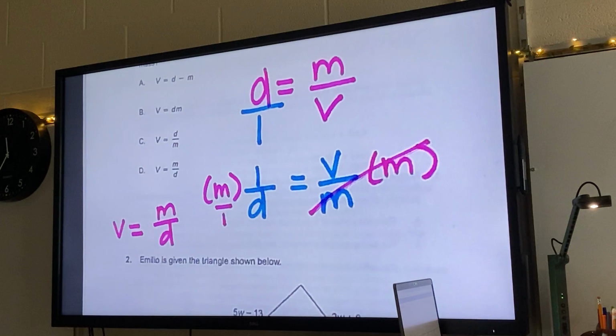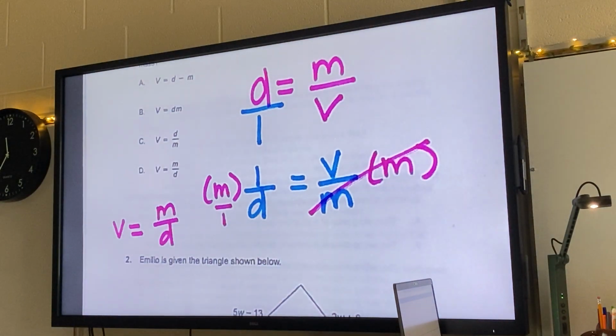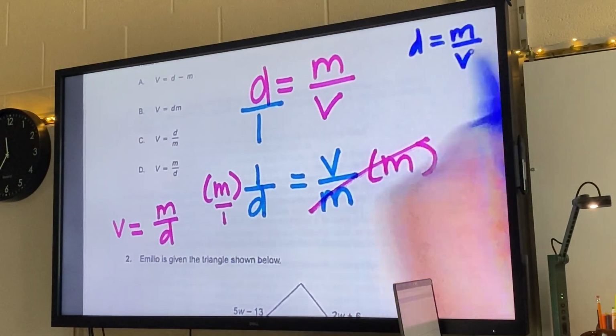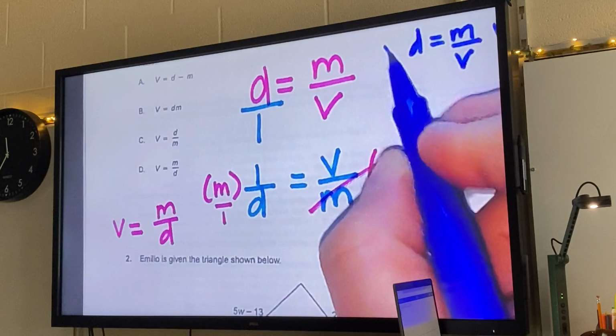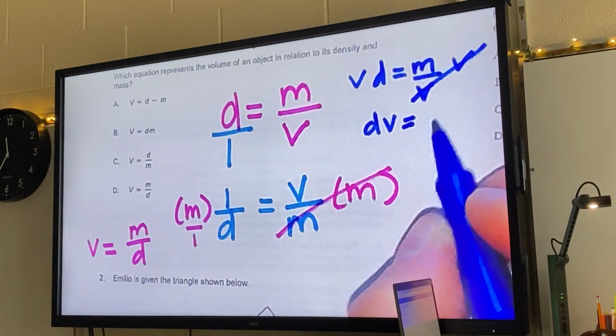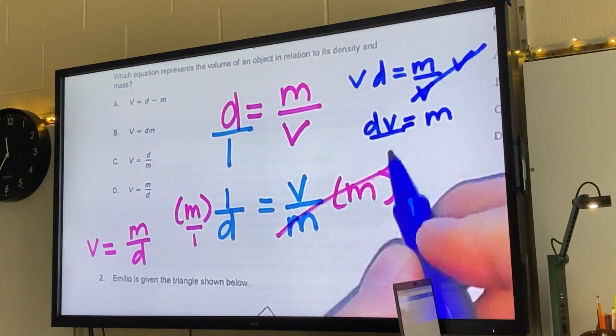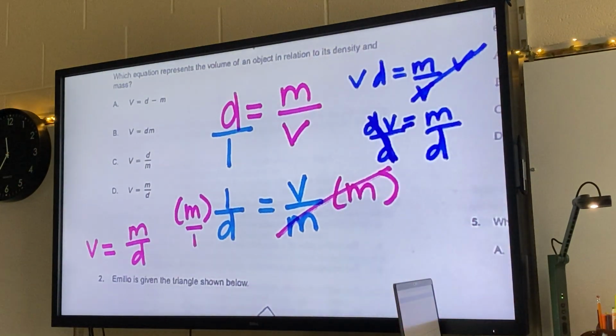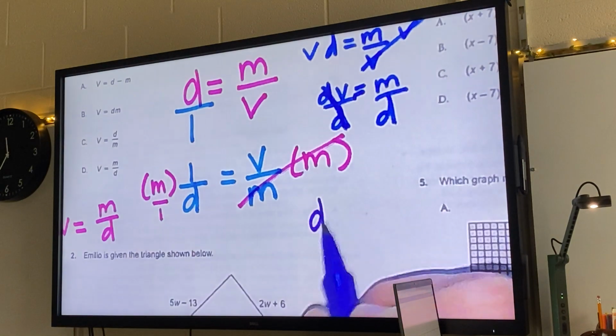Now, what you were saying, the other way you could do this, just for funsies, is you can multiply by V. This will cancel. You get dV equals M. And then you divide it by D. Both of those work. And one more thing, just for fun, you can do a trick.